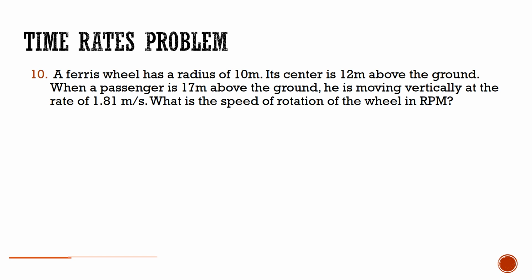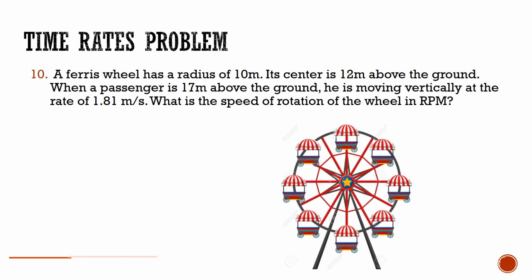Okay, for number 10, we have here a Ferris wheel having a radius of 10 meters. No? Its center is 12 meters above the ground, and a passenger is 17 meters above the ground. He is moving vertically at the rate of 1.81 meter per seconds.